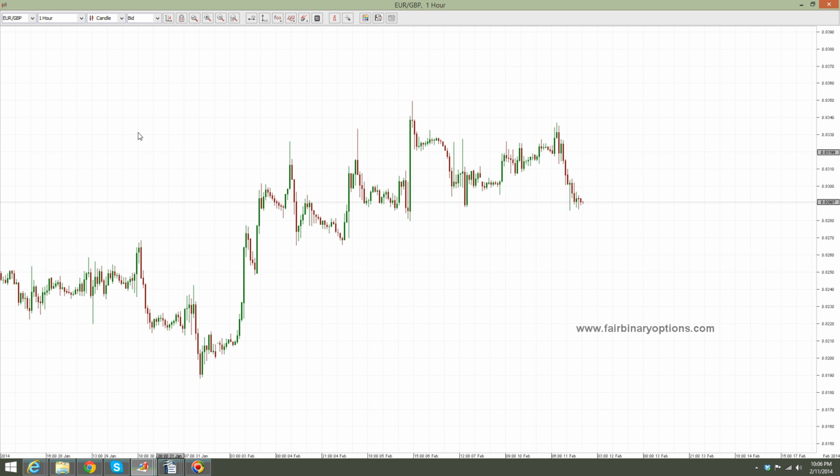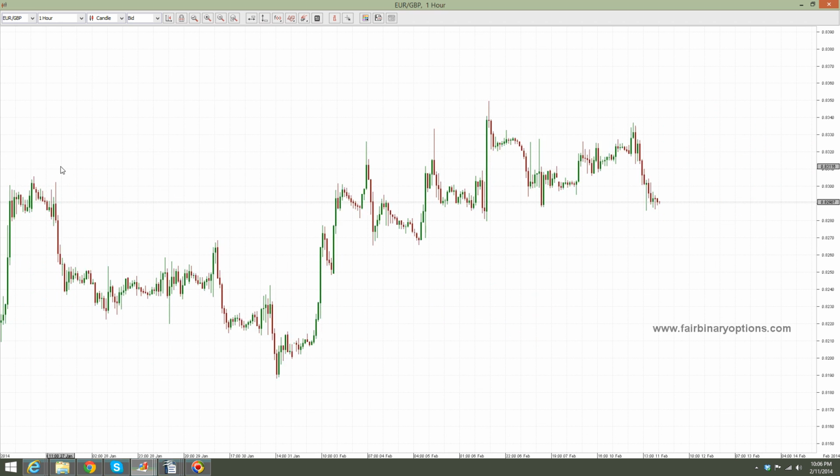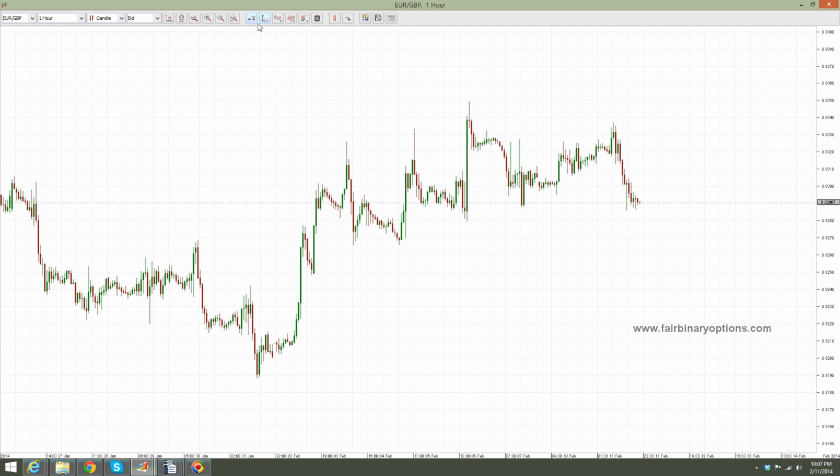Now the structure that you see here on the euro Great Britain pound, this is a 1 hour chart, but the structure in terms of waves, if you look at the lows here and the highs here, it doesn't look bullish at all. It doesn't look like an impulsive move. It looks like a corrective move, and it looks a bit tricky.